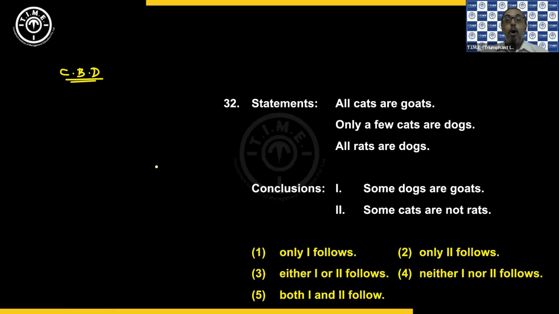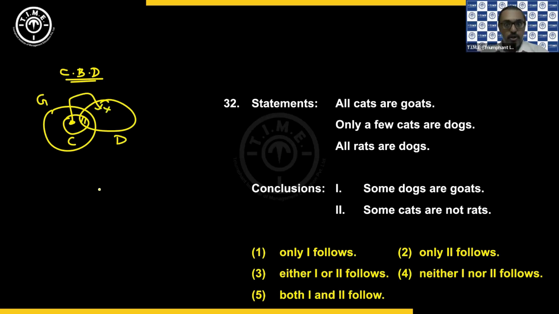So we have all cats are goats. So all the cats are goats. Then we have only a few cats are dogs. So there should be some cats that are not inside dogs. That is how you have to represent it. Only a few. Okay. And then we have all rats are dogs. So the complete rats are inside dogs. So this is your combined diagram we have.